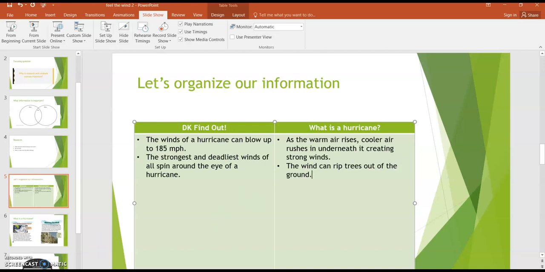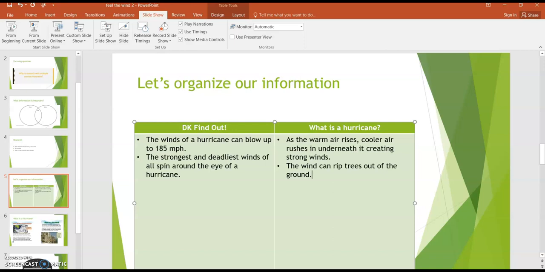Thank you, Ms. Zivic. Now, boys and girls, we have two facts from each of our sources about what does wind do during a hurricane. I'll read them back to you. From DK Find Out, we learned the winds of a hurricane can blow up to 185 miles per hour. The strongest and deadliest winds of all spin around the eye of a hurricane.